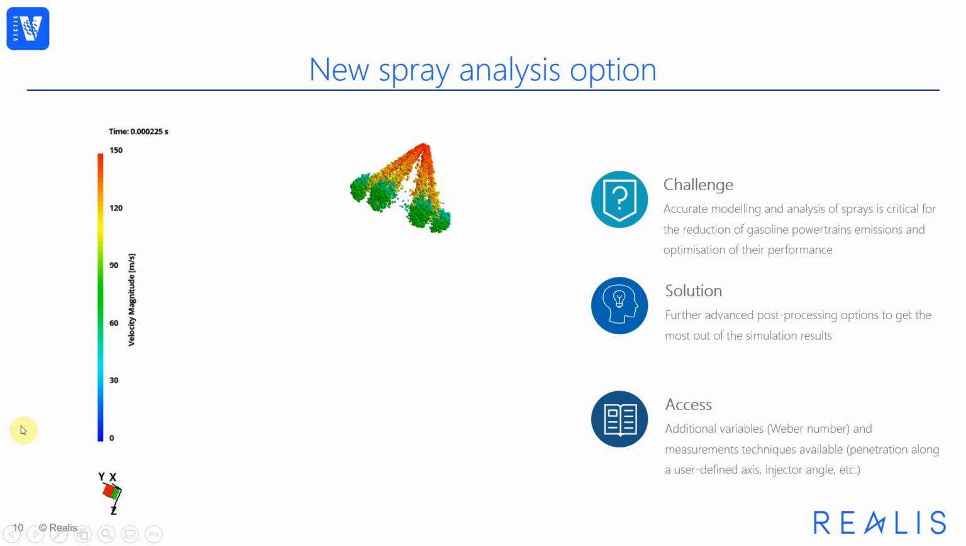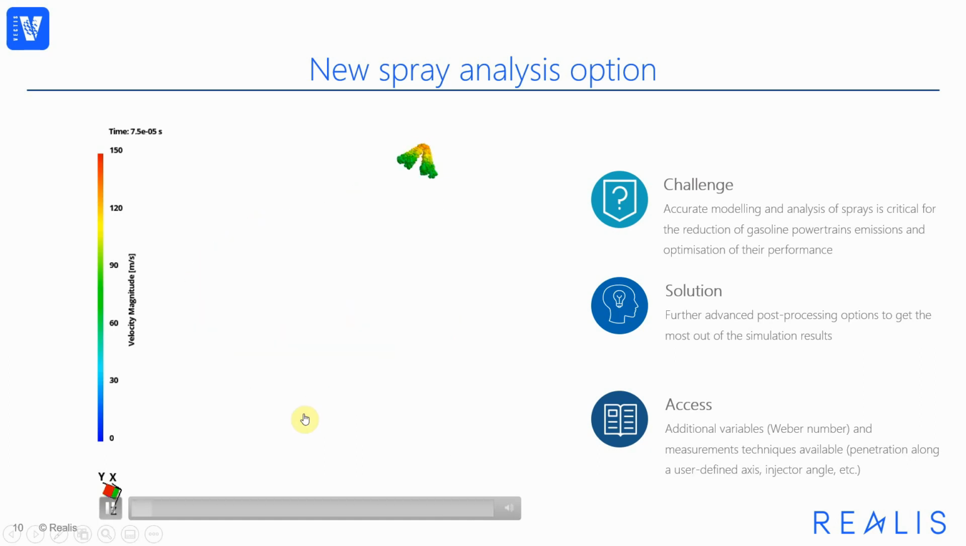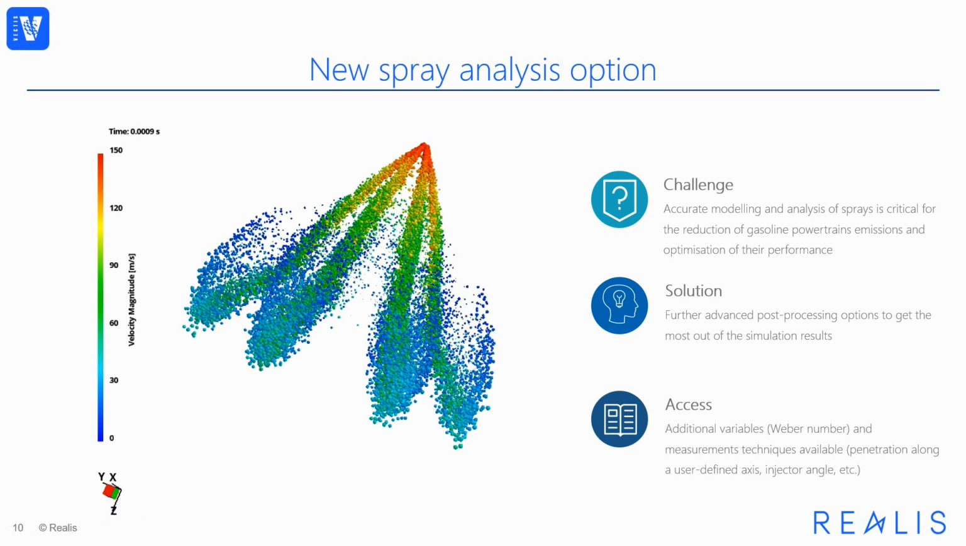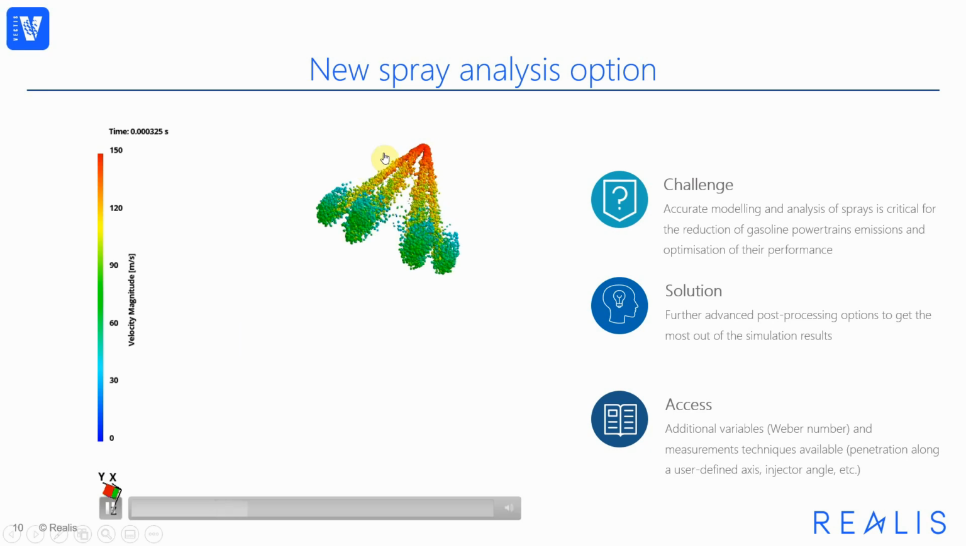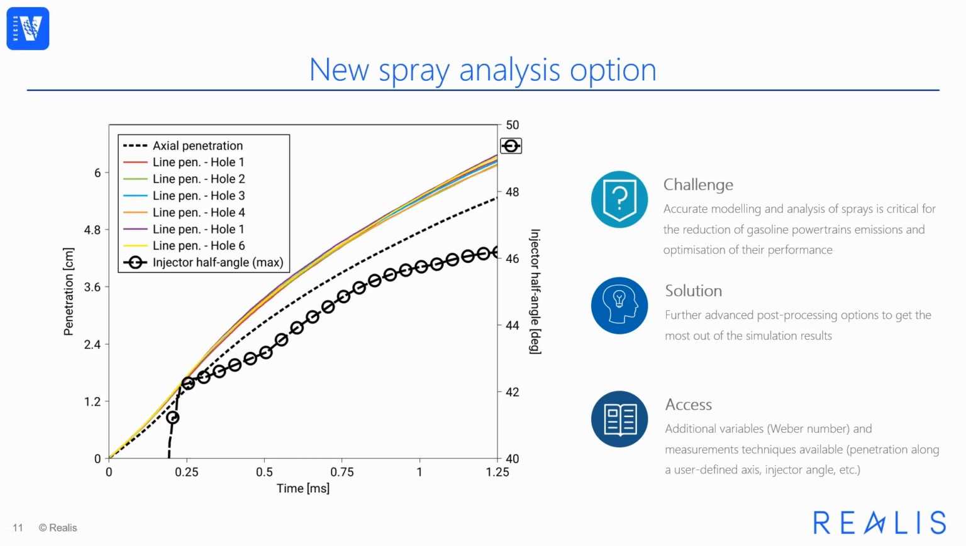A representative 6-hole injector using a GDI engine is shown here, where it can be seen that the actual penetration is fairly different from the penetration of the individual plumes. The angle of the injector, shown here between the droplets, also varies quite significantly in time. These statistics are captured accurately using our post-processing options, as shown here with the penetration as a function of time of the individual plumes and the penetration along the user-defined actual direction. The half angle of the injector is also shown here as a function of time.